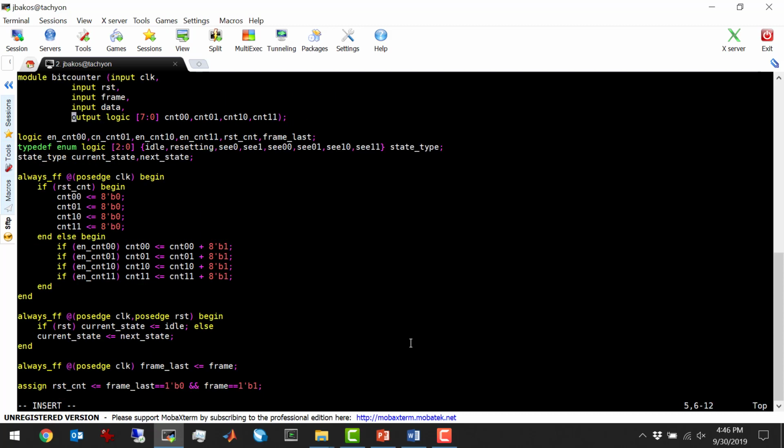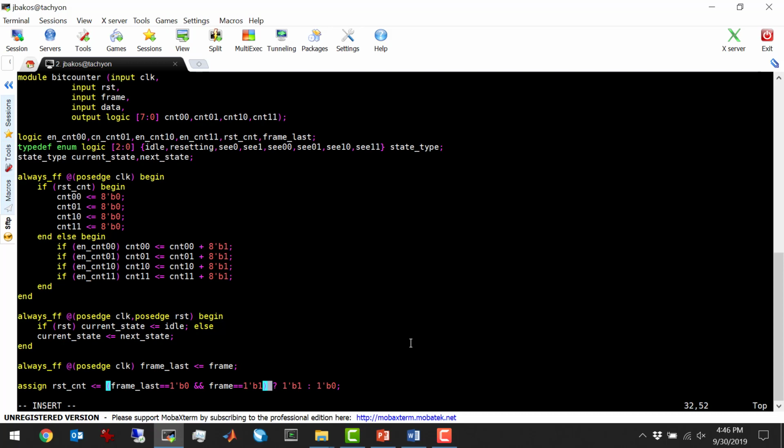So, and now I have a question mark. Whoops, I don't want to end that yet. Question mark 1b1, colon 1b0. So this is a ternary operator that will check the condition. I should use parentheses there. You don't need parentheses because the ternary operator has the lowest precedence of any other operator. But just to be clear, I'm going to add parentheses so I can differentiate my condition from the values I'm setting. So when frame last is 0 and frame is 1, that means that I have a transition, right?